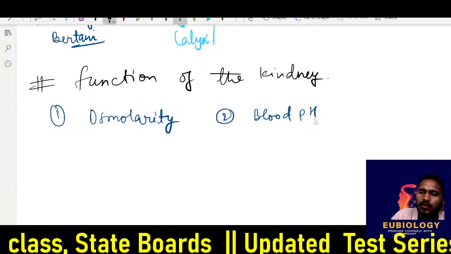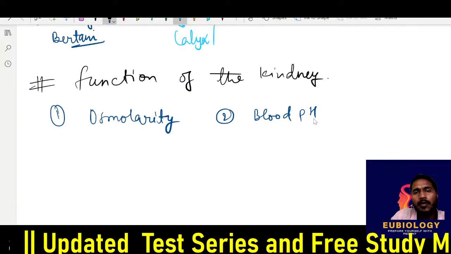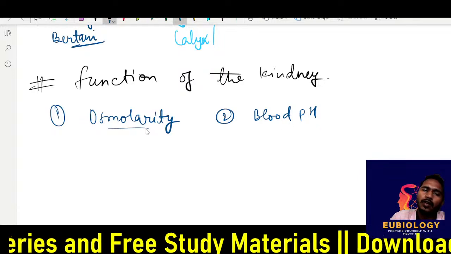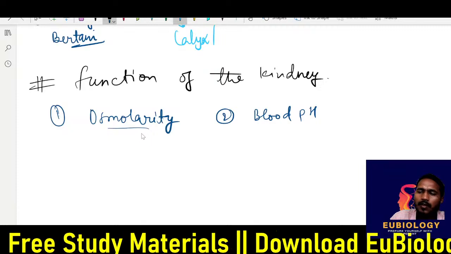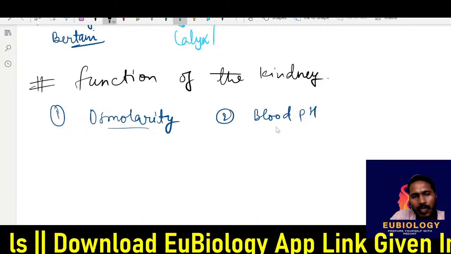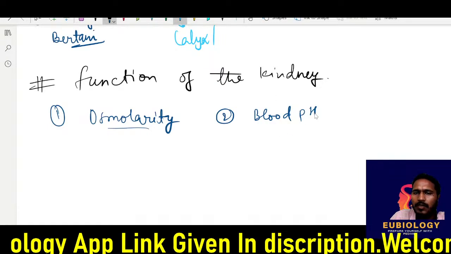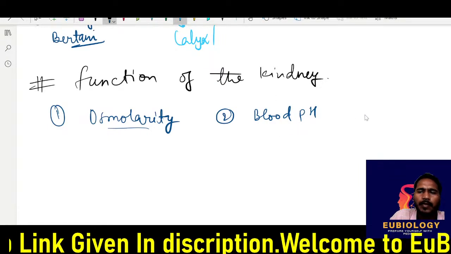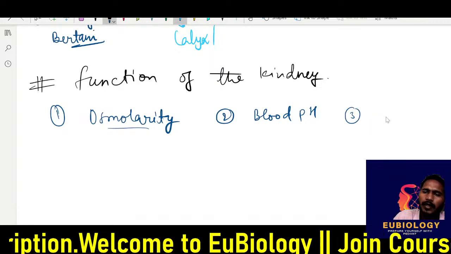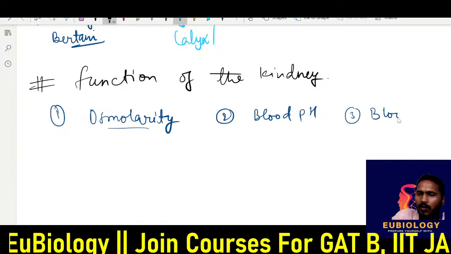Along with that, as you know, the plasma of the blood will decide the pH, and in plasma, water content will be there, and the water content will be controlled by this kidney in terms of the osmolarity. So along with that, it will affect our blood pH also. So it will maintain our blood pH. Third thing, what is the third thing? It will regulate our blood pressure also.